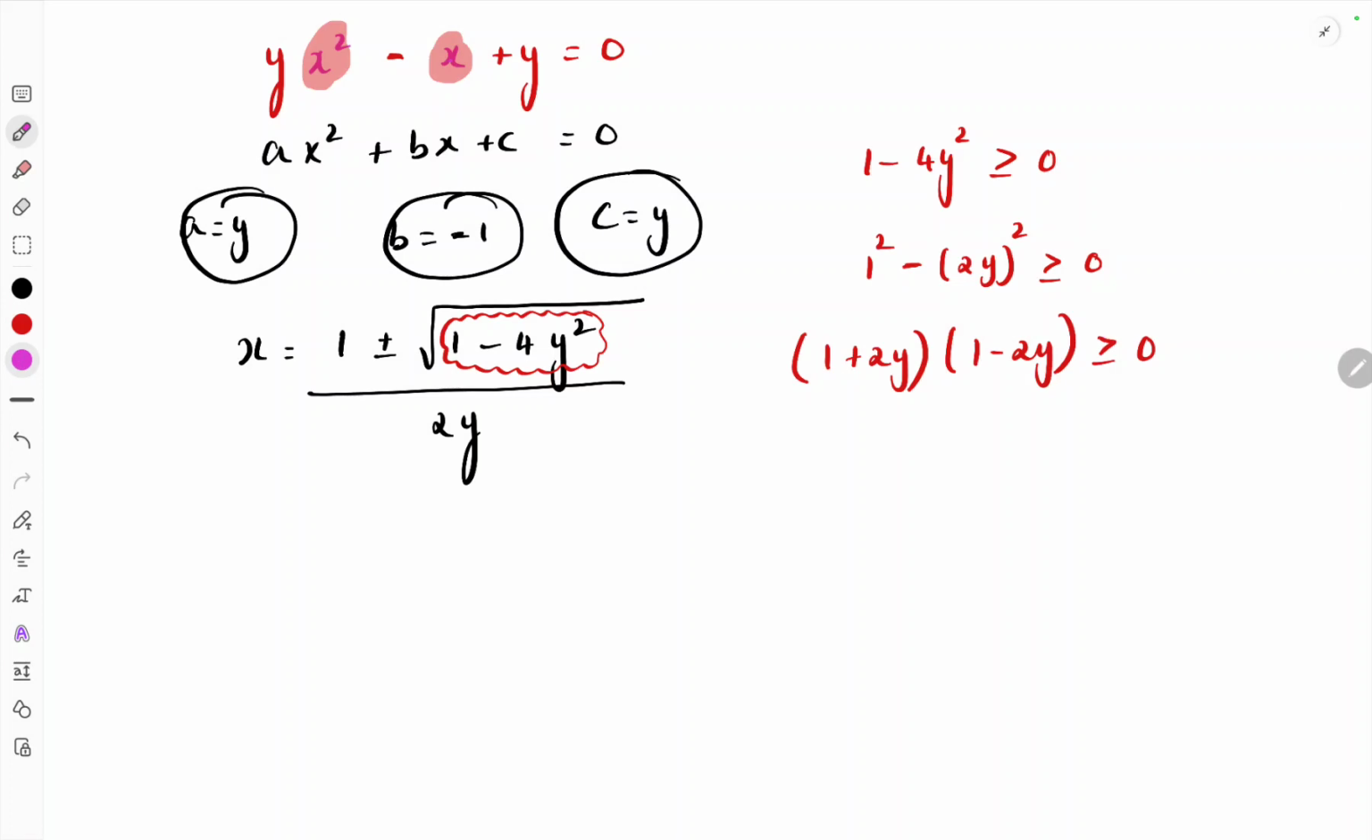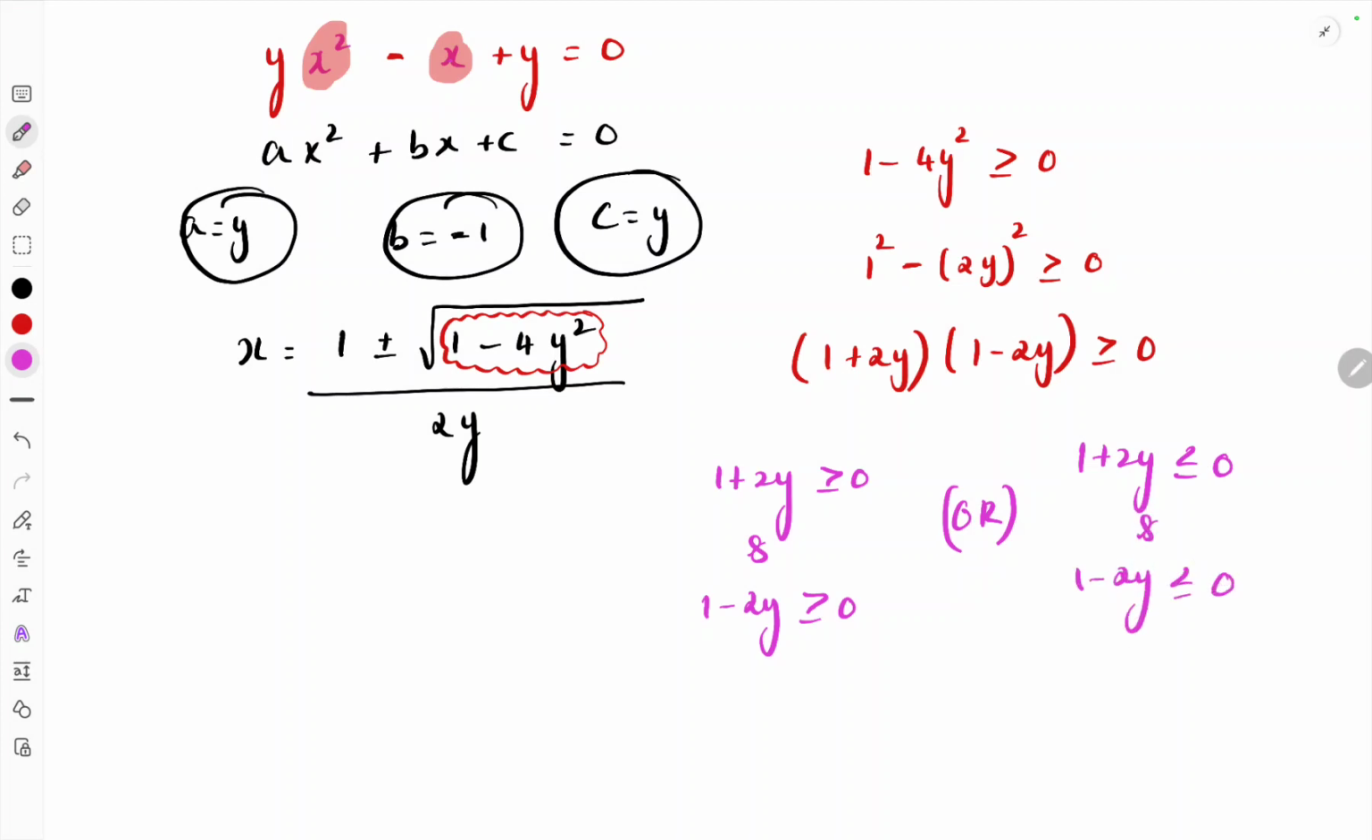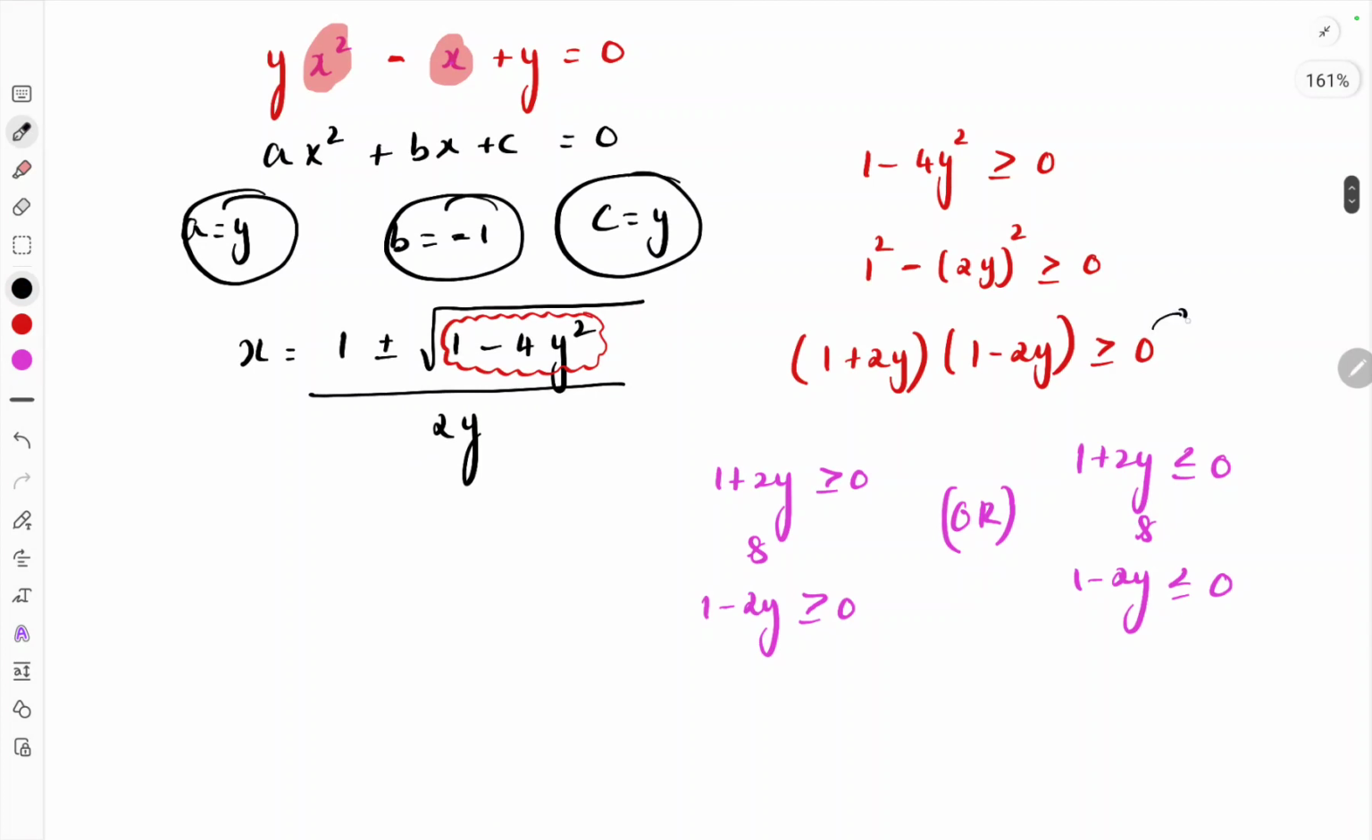See here, greater than or equal to 0 means this 1 plus 2y should be greater than or equal to 0 and 1 minus 2y should be greater than or equal to 0, or 1 plus 2y should be lesser than or equal to 0 and 1 minus 2y should be lesser than or equal to 0. Greater than or equal to 0 means this should be positive. So positive into positive is also positive and negative into negative is also positive. So we have taken both greater than or equal to 0 here, and both lesser than or equal to 0 here.